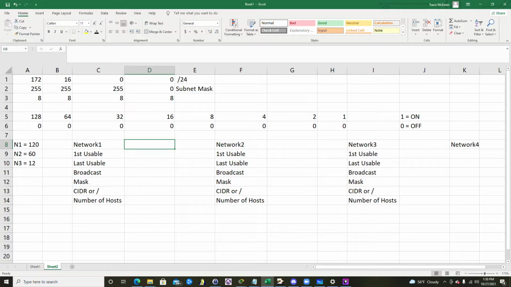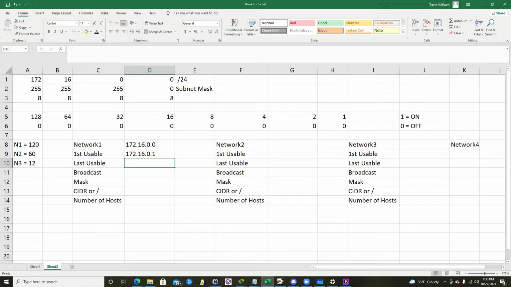So network 1 is always going to be our absolute starting point. So it's always going to be 0. In this case, our first network is just, where do we start? Well, we start at 0. Now, the first usable is we're just adding 1 to our 4th octet. So it's the very first IP address. So we're adding 1 to that last 0 right there. So our first usable IP address is 172.16.0.1.